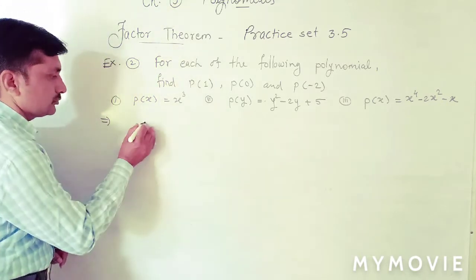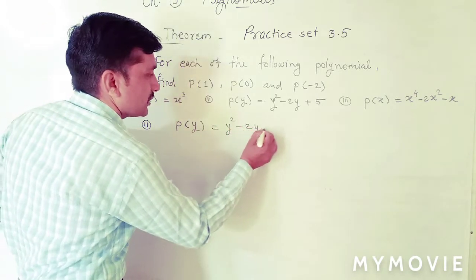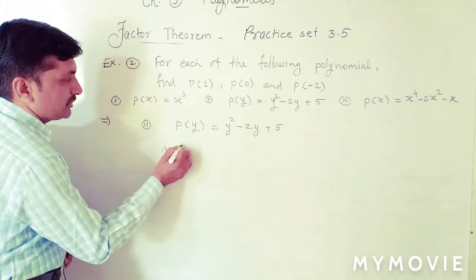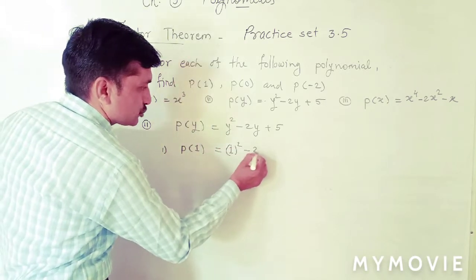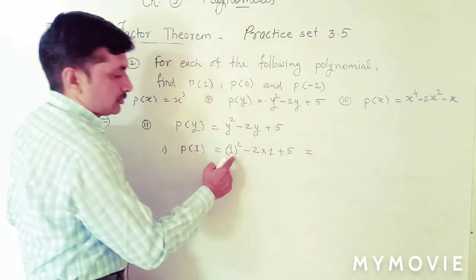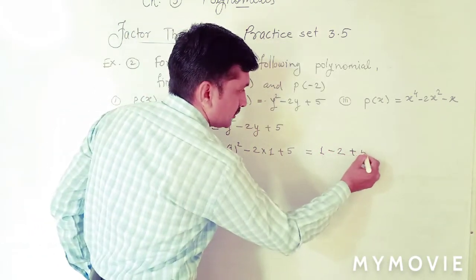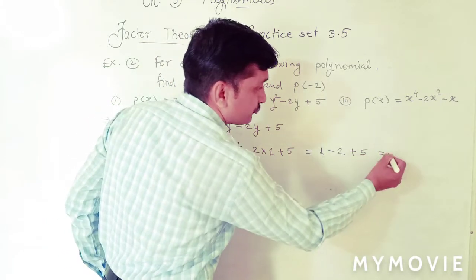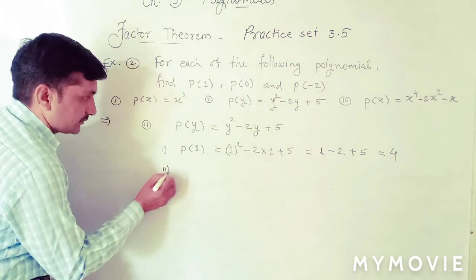Second polynomial, p of y is equal to y square minus 2y plus 5. Now three values. First, p of 1. Now put y is equal to 1 here. 1 square minus 2 into 1 plus 5. Continue. 1 square is 1 minus 2 plus 5. And therefore the value is 1 minus 2 is minus 1, minus 1 plus 5 is 4. This is the value of p of 1. Second, p of 0.